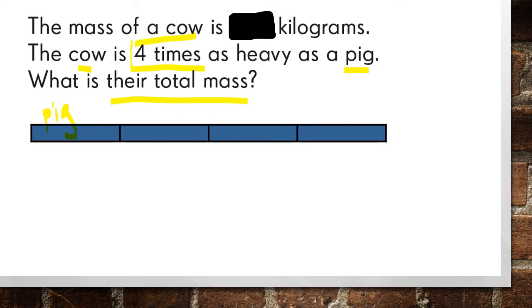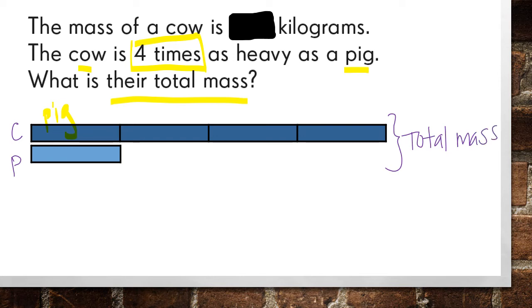This is language you'll frequently see in math problems. And when you draw it out, it becomes much more clear. So we'll have a second bar that will just be one of those 4 sections to represent the pig. So in this way, we can say this top bar is for the cow, this bottom bar is for the pig. What we really want to know, though, in the end, is the total mass. And we're working in kilograms. That'll be important for us to remember, too.